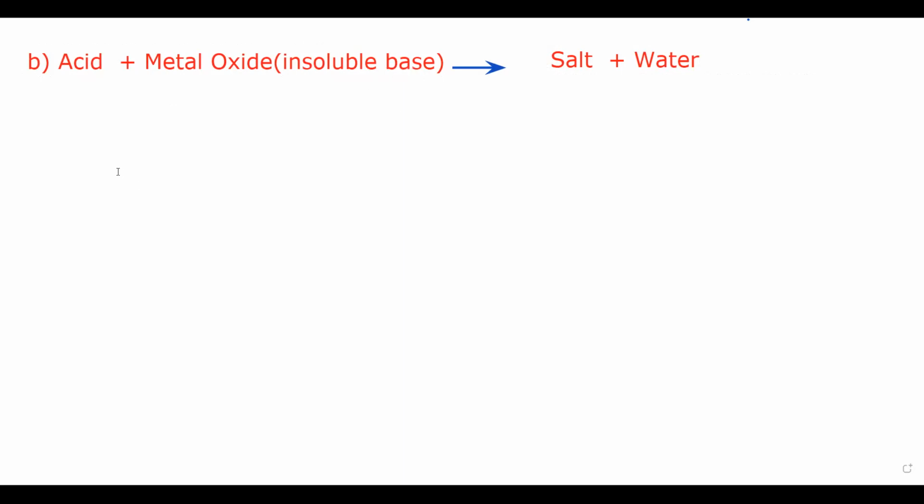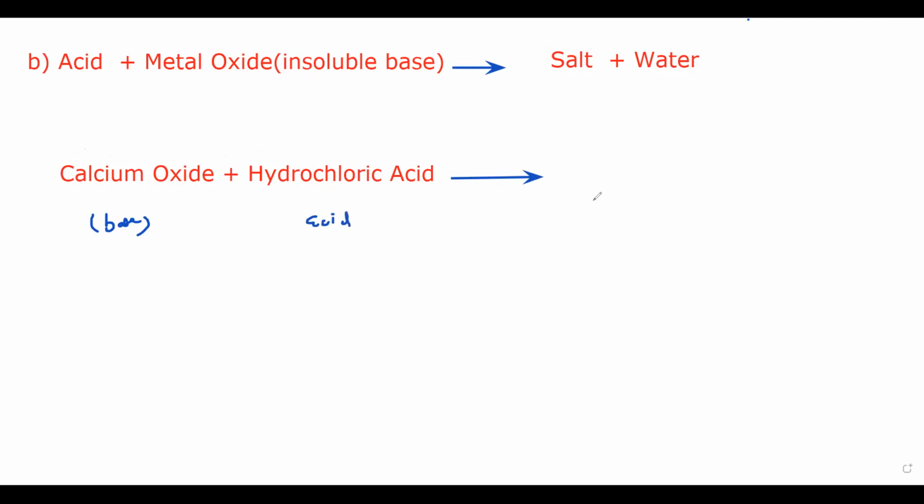For example, if we have calcium oxide plus hydrochloric acid, what will be the result? Calcium oxide is a metal oxide. This is called a base, an insoluble base, or you can also say base. Hydrochloric acid, from the name, you know, it's an acid. When they react with each other, this will result in the formation of salt and water.